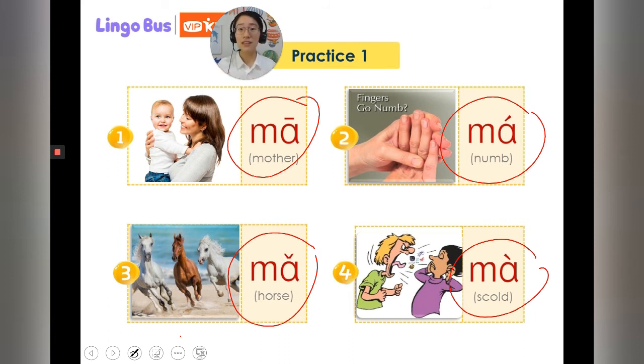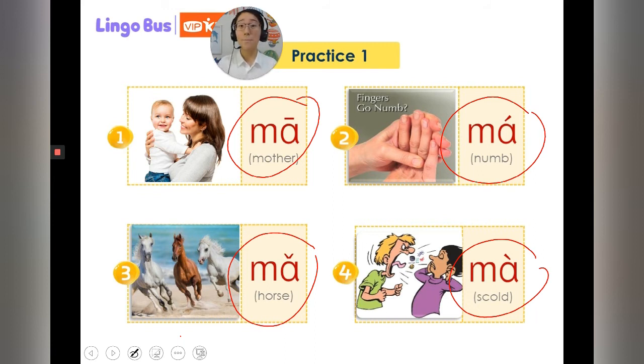Now let's practice 4 tones together. Ma, ma, ma, and ma. Great. Now let's do a quiz. Don't be nervous. In a moment, I'm going to sound out one of the tones and you're going to tell me which tone I use by typing out the numbers. For example, if I say ma, that's the first tone, you're going to type out number 1. Okay, listen carefully.